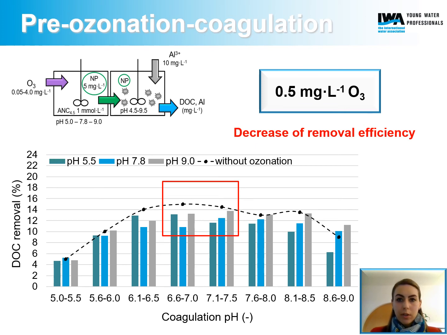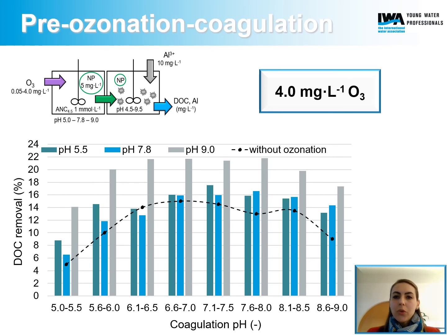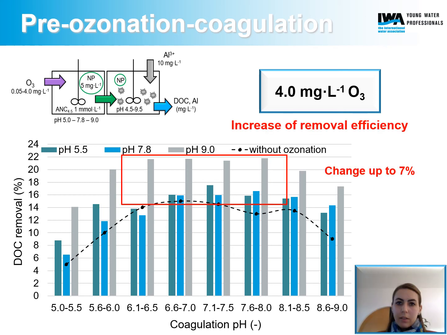On the contrary, the dose of 4.0 milligrams per liter of ozone and ozonation pH of 9.0 caused an increase in the removal efficiency of the non-proteinaceous fraction throughout the range of coagulation pH again. This increase in the removal efficiency was probably due to the non-selective radical reaction, which was caused by the decomposition of ozone under alkaline condition. Although there was an increase in the low molecular weight substances, there was also a change in their surface charge, which was probably the cause of a higher efficiency of coagulation.